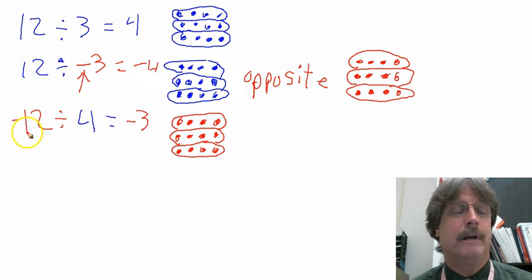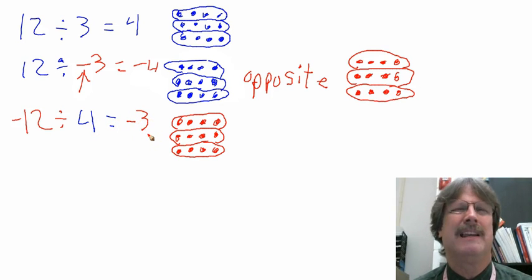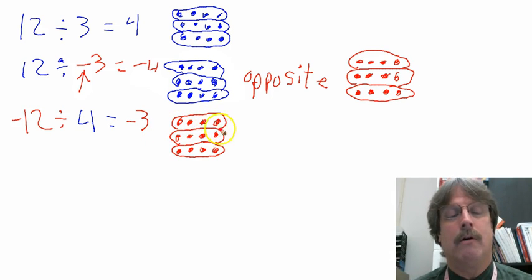In the next example here, I'm going to take 12 negative items and I'm going to divide them by 4 items to get 3 negative groups. Now, you really can't have 3 negative groups, but we're going to show how it works here. So here's the 12 negative items. I'm going to divide that into 4 items for each group, and then I have my 3 groups, which in this case are going to end up being negative because I have negative items.